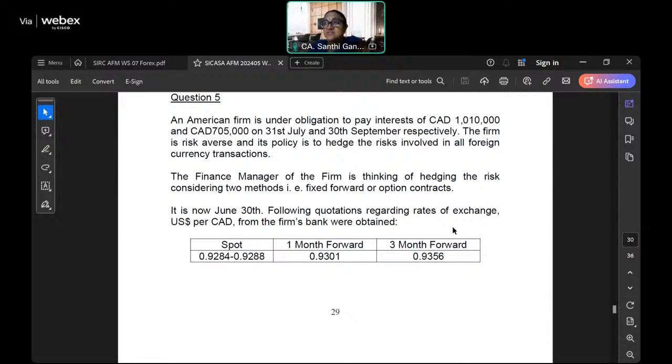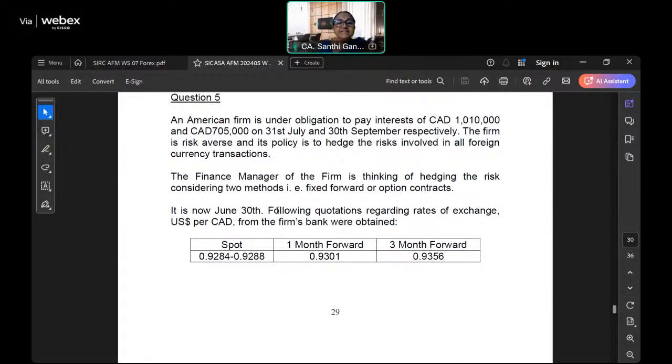As far as we are concerned, for working out the problem, whether it is a fixed forward or option forward, it doesn't make any difference. Fixed forward is also a forward contract. Option forward is also a forward contract. So fixed forward or option contract. This is a proper option.